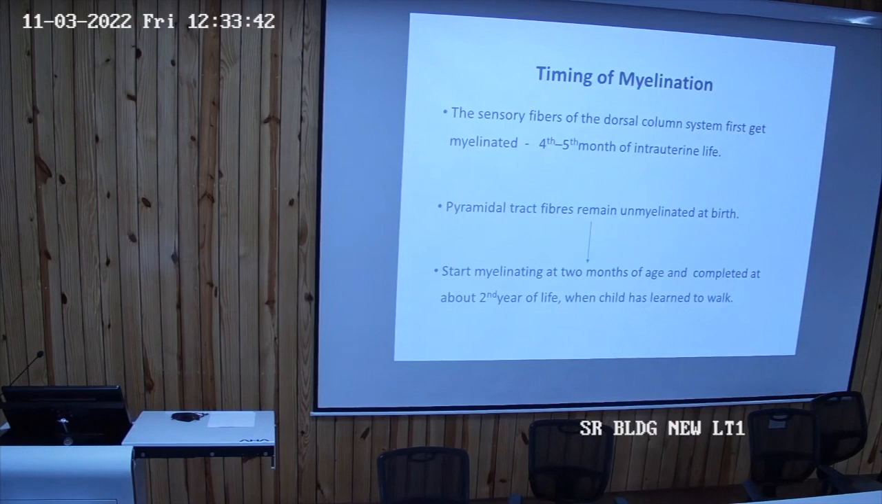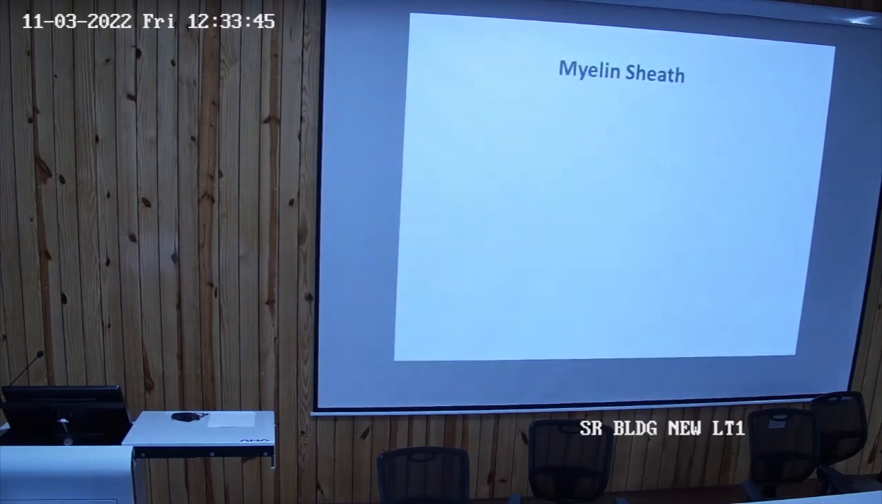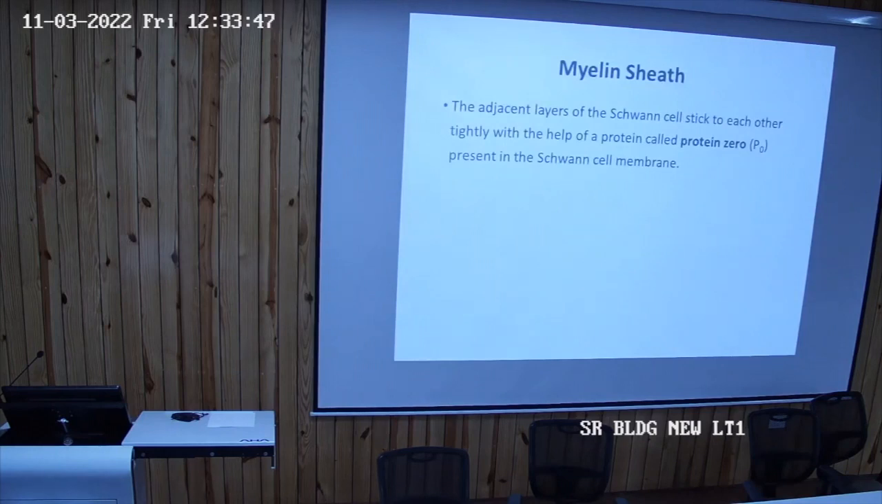You know, by the 2nd year of life, the child has learned to walk. So this myelin sheath is important. As the myelin sheath forms and wraps around the axons, lipid is deposited between the two membranes, and this protein helps to stick together the adjacent layers of the Schwann cells. They stick to each other tightly with the help of a protein called protein 0. This protein helps the membrane stick as the myelin sheath wraps all around.